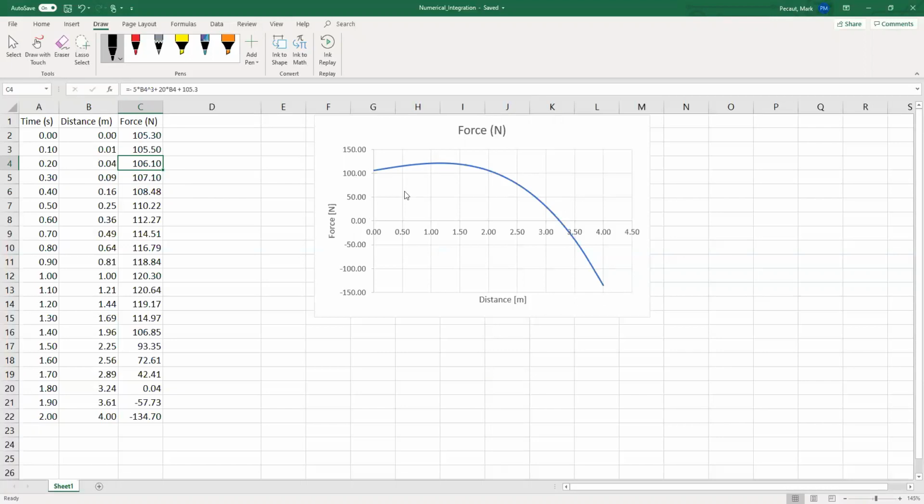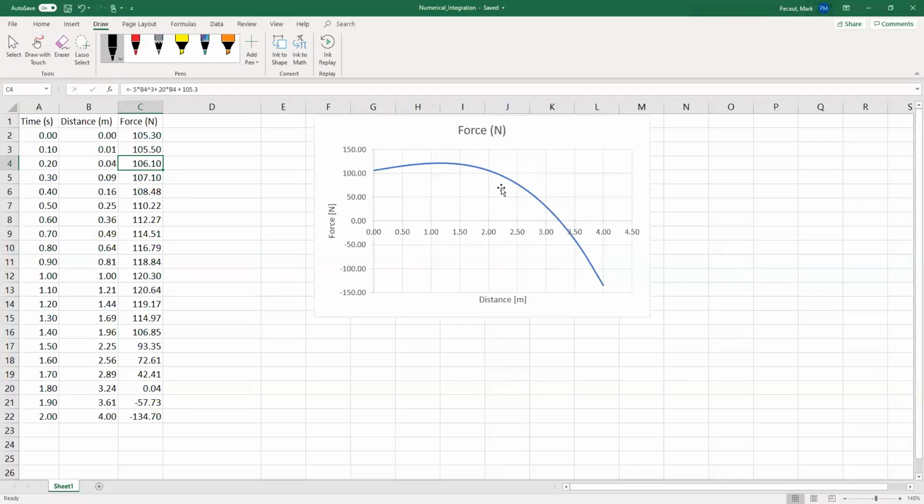So here's a plot of the distance it's traveled on the horizontal axis in meters, and the height, the force that it experiences while it's traveling. And the work done is going to be the area underneath this force distance curve here.